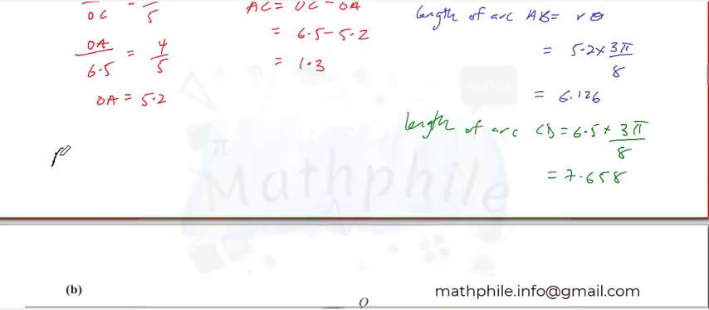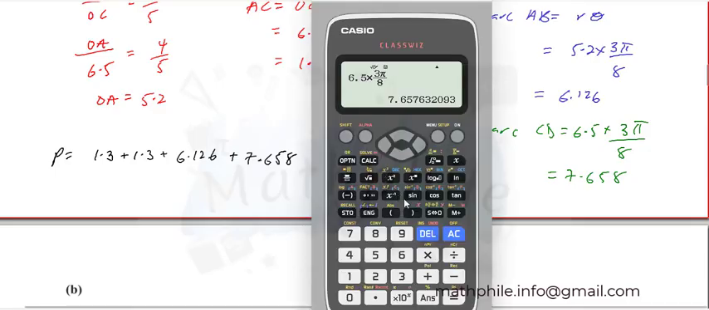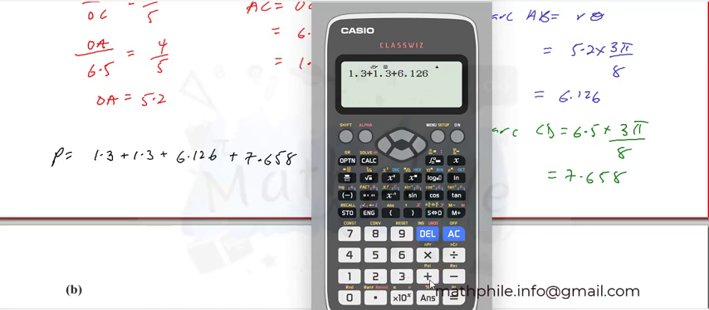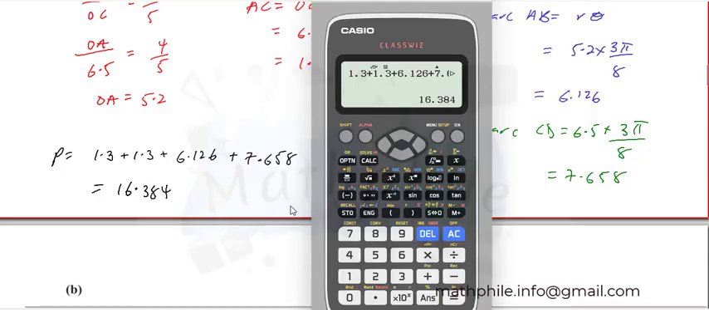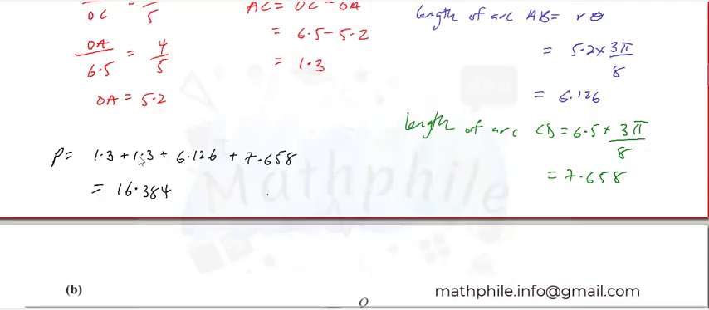So the perimeter is going to be equal to 1.3 plus 1.3 plus 6.126 plus 7.658. So let's finish up this. 1.3 plus 1.3 plus 6.126 plus 7.658. So this should give you 16.384. Is it 348 or 384? Yeah, 384. So that becomes the perimeter of the shaded region.